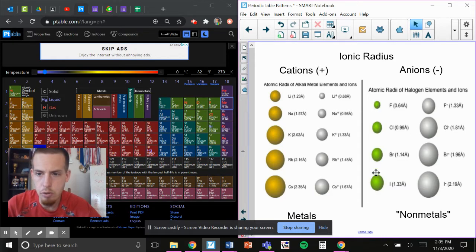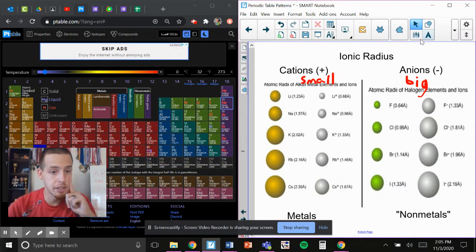And you can see here, fluorine, chlorine, bromine, iodine, they get bigger with the ion. So, kind of simply put, these get big, and these get small. Well, why is that? Well, I think the easy way to think about it is really with the cations.